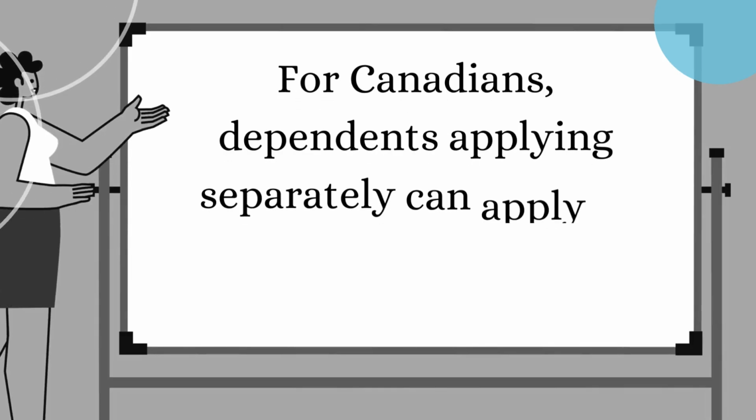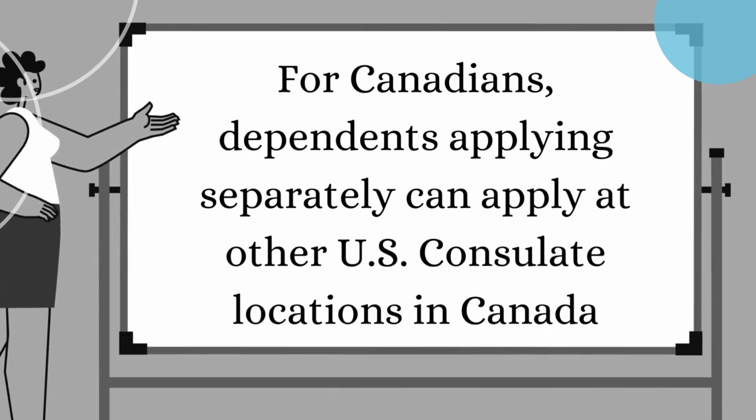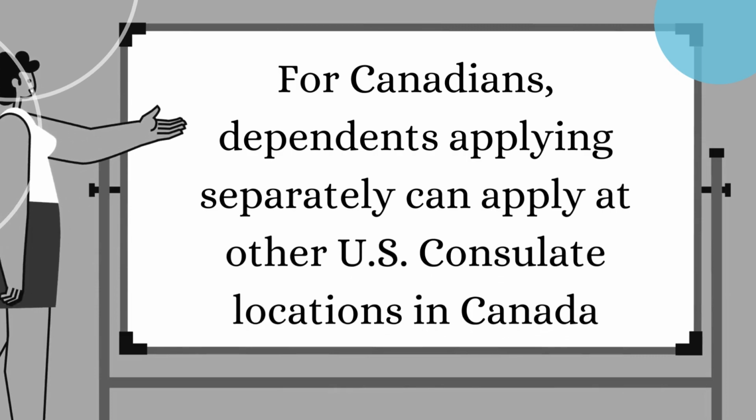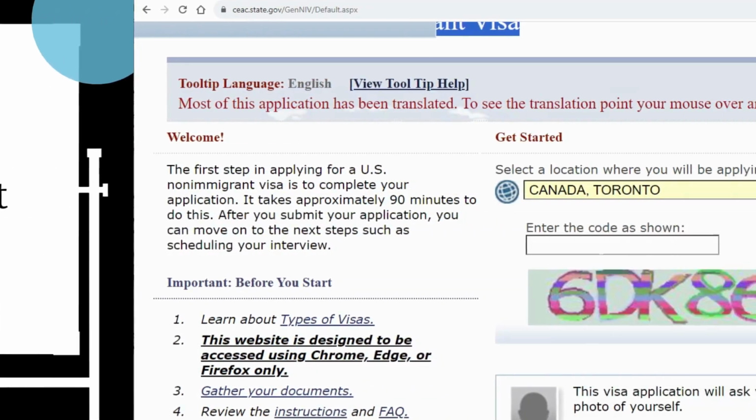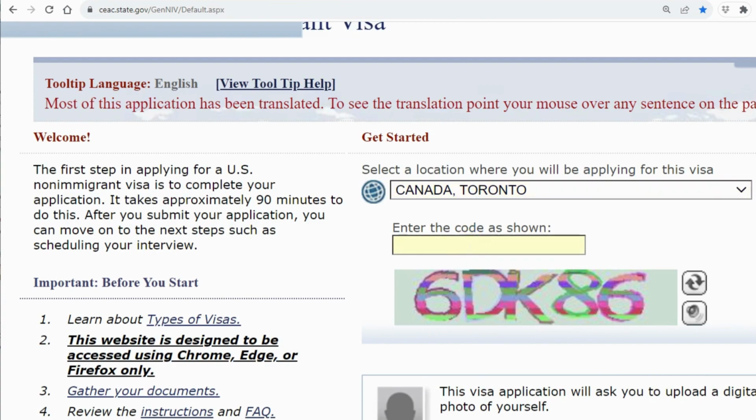The only exception is an E2 dependent spouse or child applying separately at a later time on their own. In that scenario, the E2 dependent can submit their application to another location in Canada. But historically, primary investor E2 applicants go through Toronto.